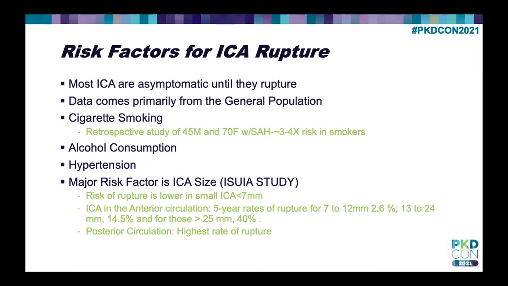So for example, the risk is much smaller if the aneurysm is small and the cutoff that's used is less than 7 millimeters. If it's in the anterior circulation, so I showed you that little circle of Willis, so the anterior part of that is at a lower risk for rupture, and the posterior circulation is at the highest risk for rupture.